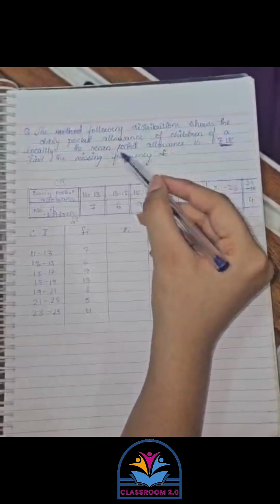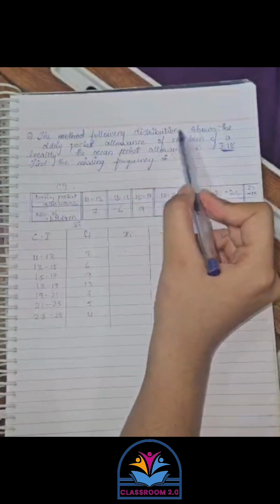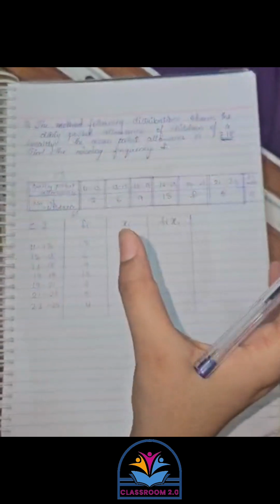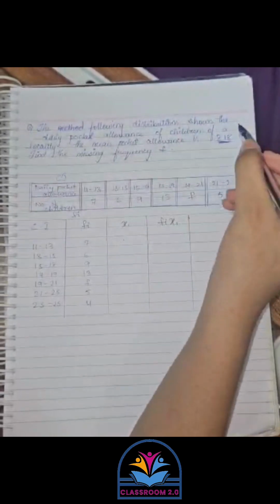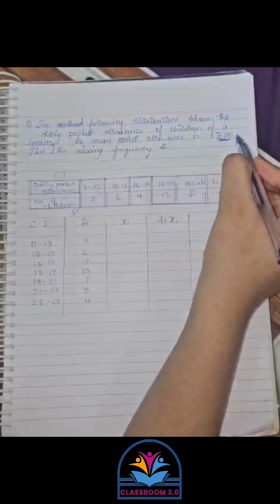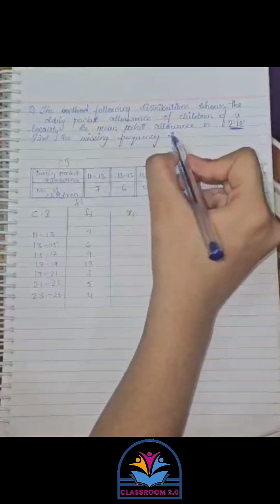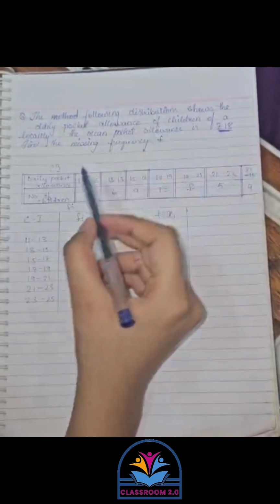So here in the question it is saying that this is the pocket allowance of children of a locality, and this rupees 18 is the mean allowance. Now we have to find the missing frequency f. All right, now look at the table.